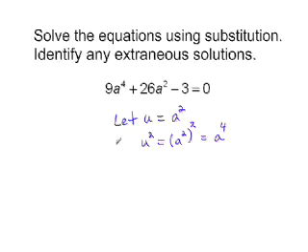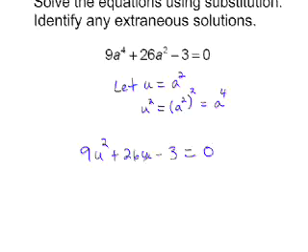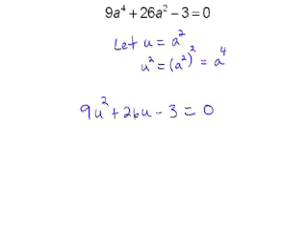So we're going to momentarily change the look of the problem to 9u squared plus 26u minus 3 equals 0. And this allows us to view the problem as a quadratic equation, use our quadratic methods, but then we have to remember to unsubstitute, which we'll get to in a minute.